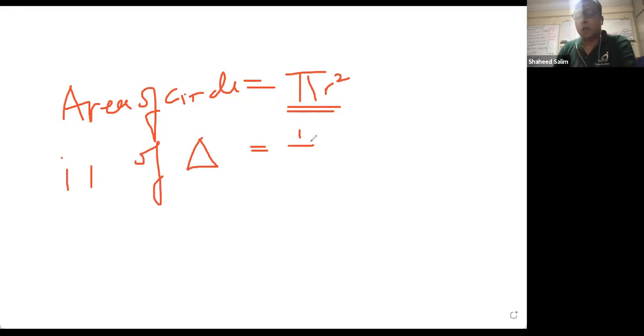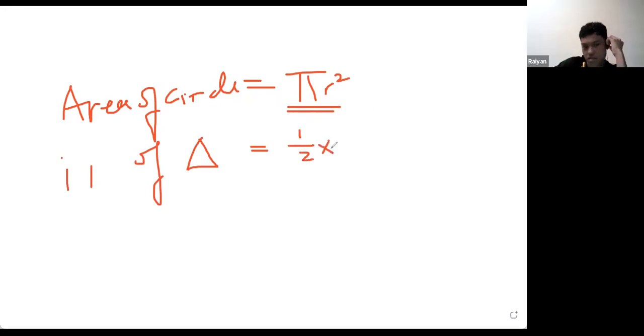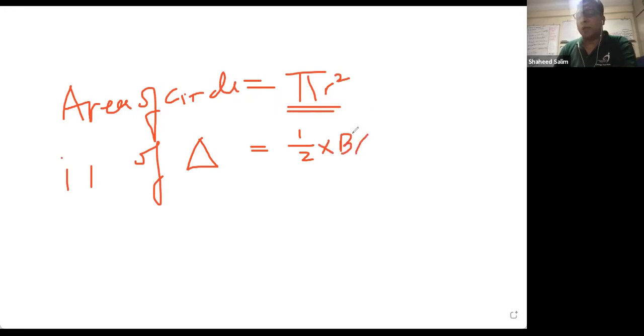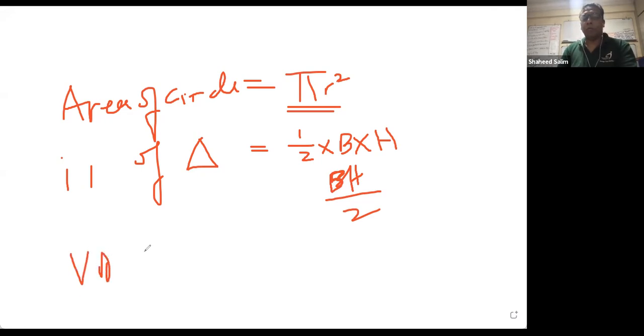So this one is half base times height. You can also write it as base times height divided by 2. That means base and height go above, BH over 2. Okay. Now once you know this one, you tell me now volume of pyramid. What's the formula? Volume of pyramid.